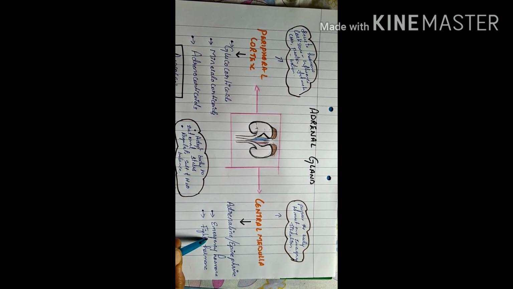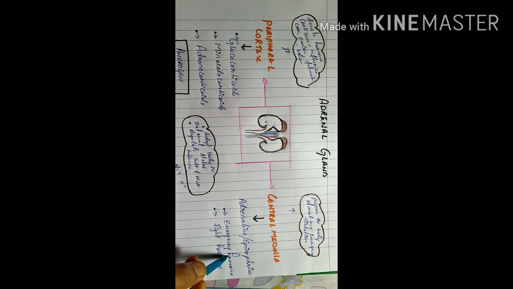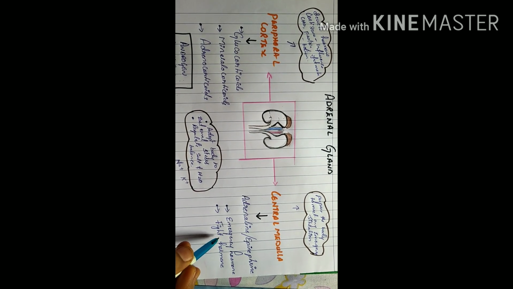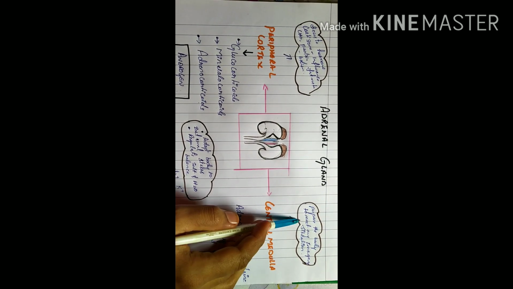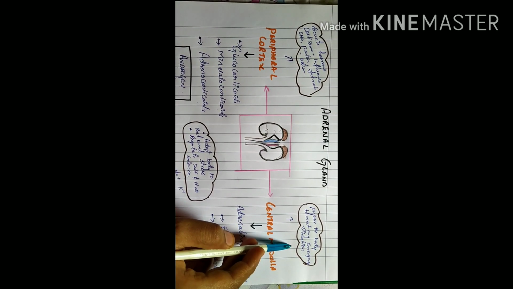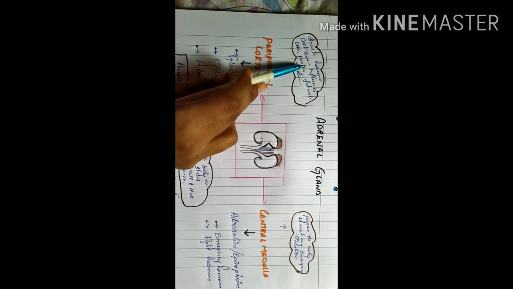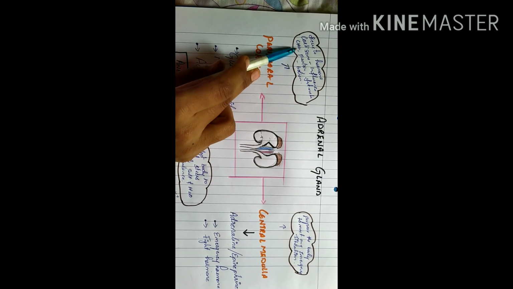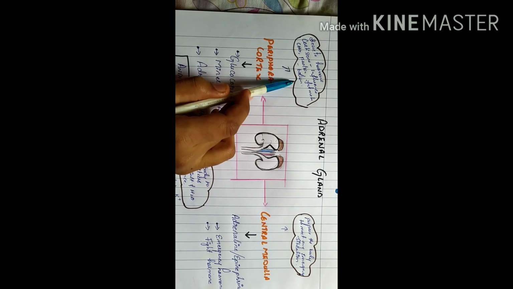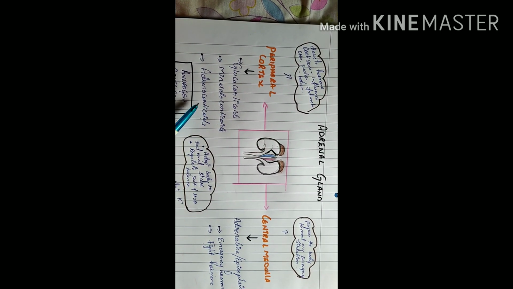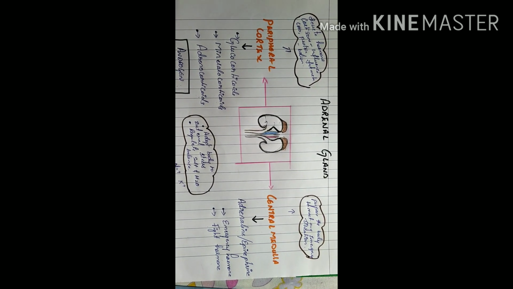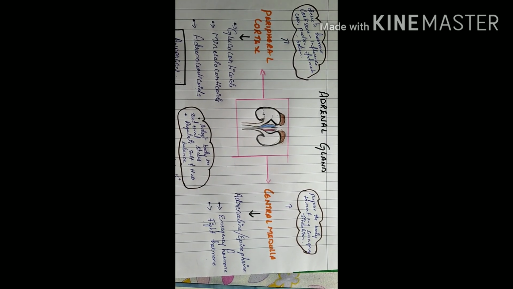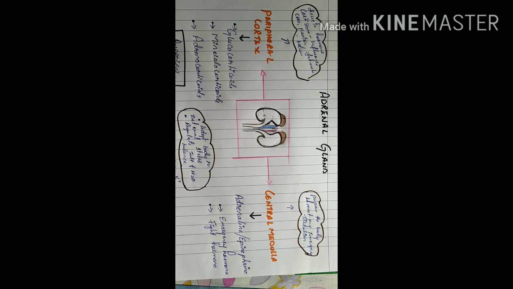Adrenaline is secreted during emergency situations, hence it's called the emergency hormone or the fight hormone, and it prepares the body to meet any emergency situation, whereas cortisol influences carbohydrate, protein, and fat metabolism and produces different hormones for different specific functions. So this is all about the adrenal gland.